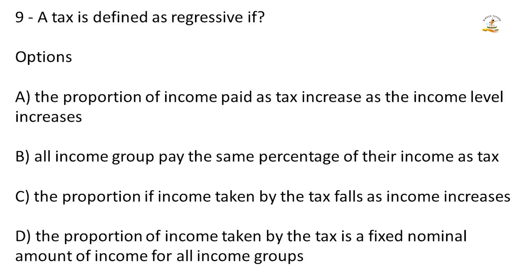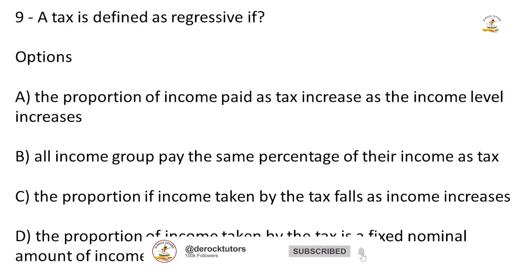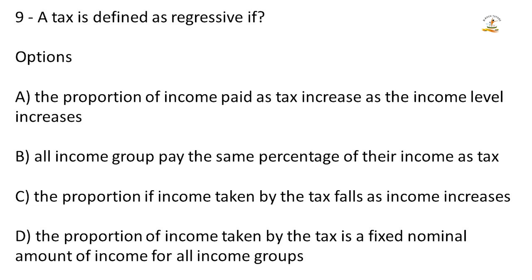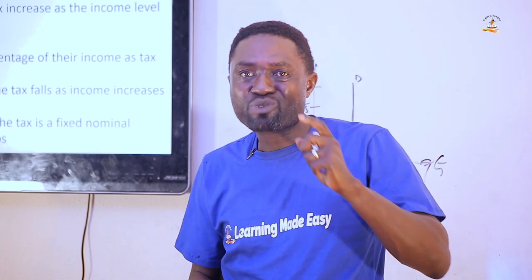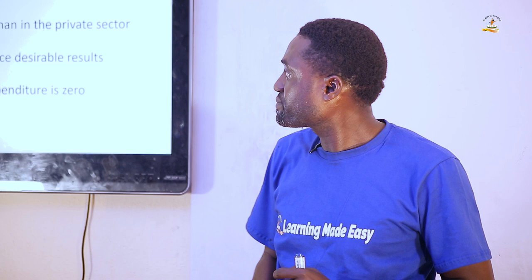Question number 9. A tax is defined as regressive if A, the proportion of income paid as tax increases as the income level increases. No. B, all income groups pay the same percentage of their income as tax. No. C, the proportion of income taken by the tax falls as income increases. Yes. Then D is not also the option. The proportion of income taken by the tax is fixed. No. C is the answer. Regressive tax: when your income increases, your tax will be reduced. That is regressive tax.